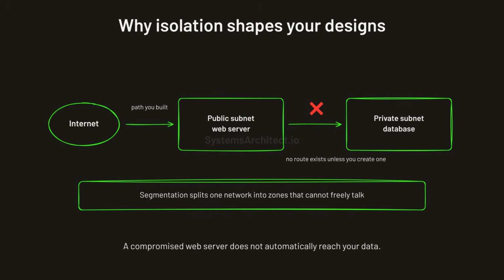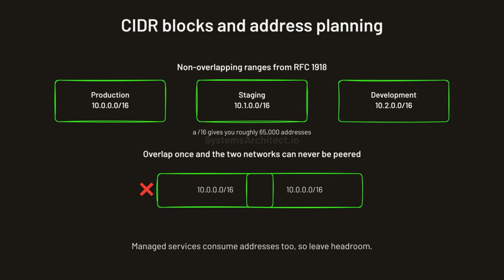Isolation here means your traffic never touches another tenant, even on shared hardware. Nothing reaches the internet unless you build a path for it. That default posture is why a compromised web server does not automatically reach your database. Network segmentation splits one network into zones. Those zones cannot freely talk to each other. Get the layout right on day one. Readdressing a live network later is painful and rarely clean. IP address planning is the decision you are least able to undo.